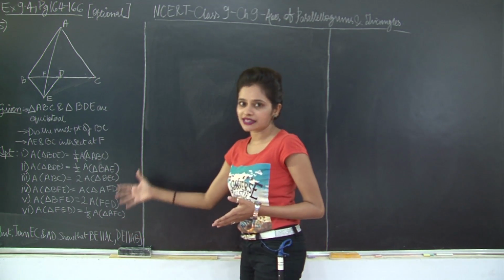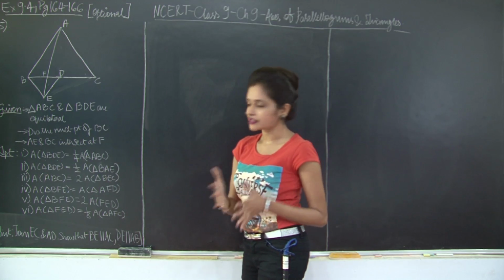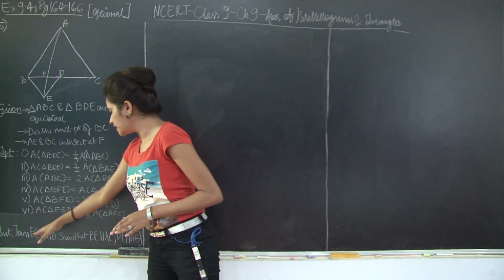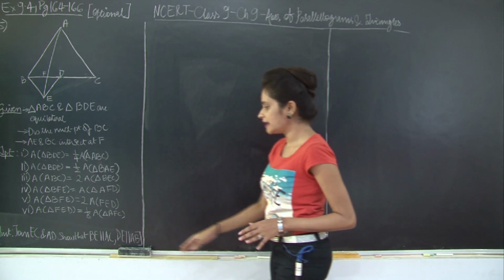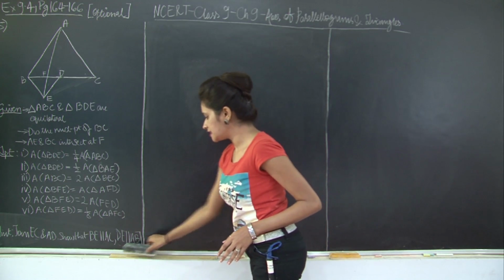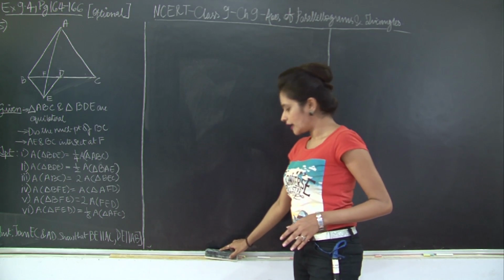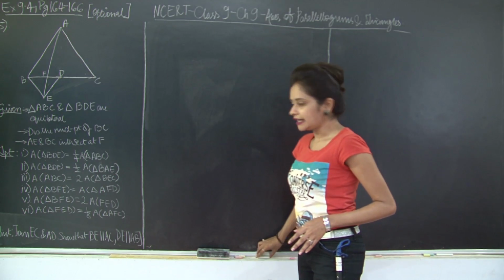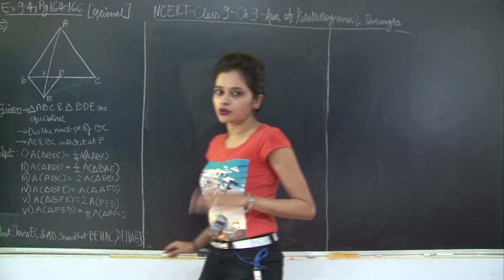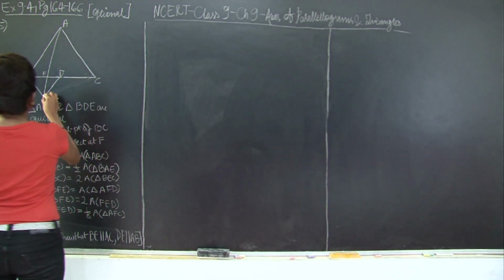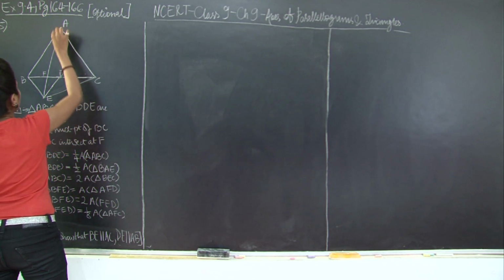I need to prove 7 things which we will solve one after the other, and there is a hint to join EC and AD and to show that BE is parallel to AC and DE is parallel to AB. So let us first join EC and AD and then go about doing our proofs. So I am joining EC and AD.